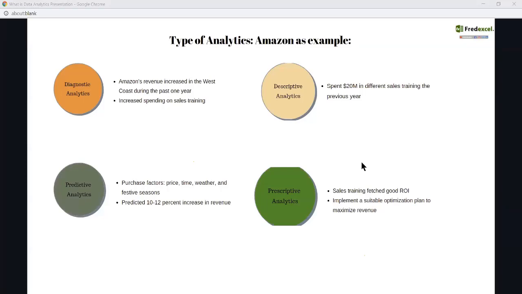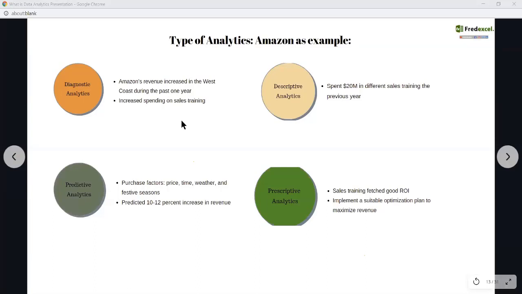They increased the spending on sales training. When it comes to descriptive analytics, they spent 20 million on different sales training. That was the previous year. That's why I'm referring to 2019. In predictive analytics, the purchase factors, that's price, time, weather, and festive seasons, they really used to drive their sales. And they predicted a 10 to 12% increase in revenue based on just using predictive analytics. So this one is based on how they use it to really influence their sales.